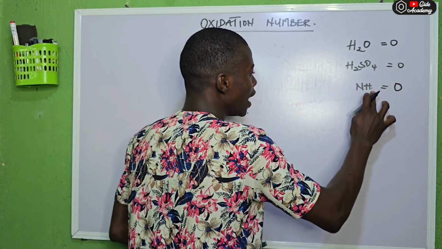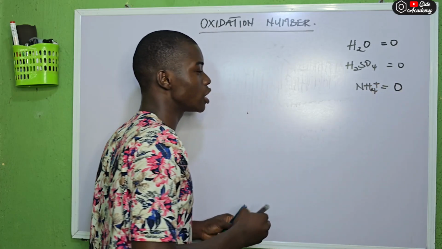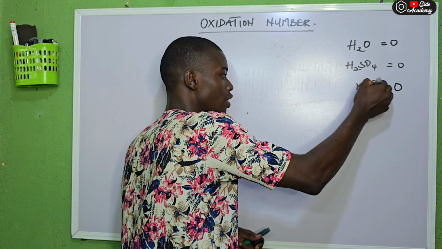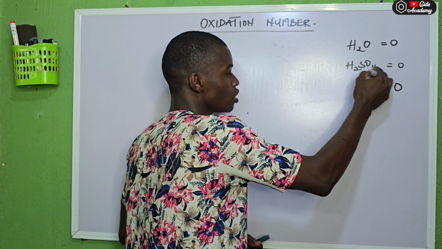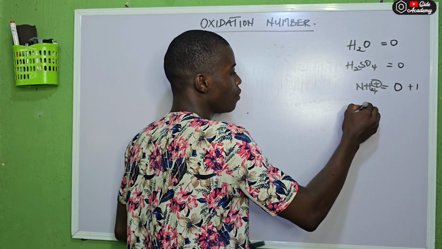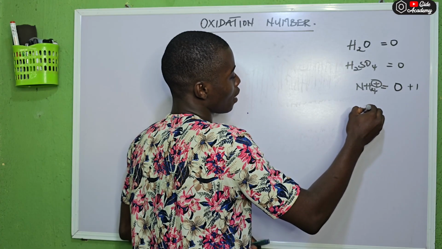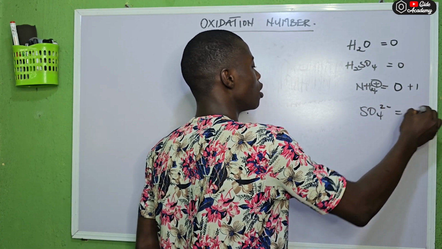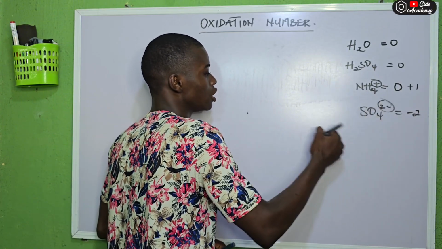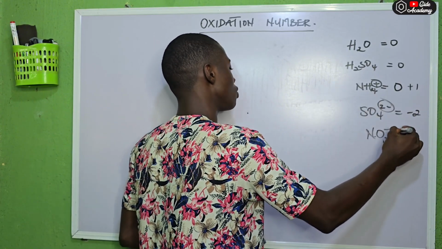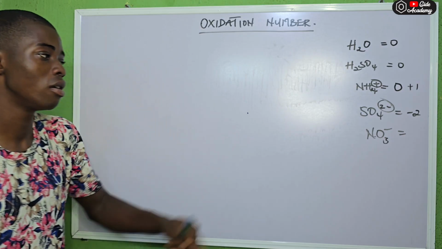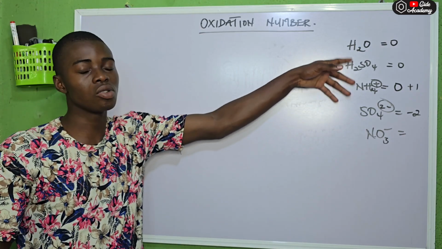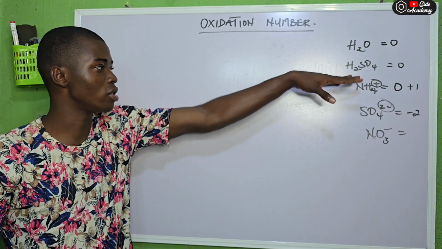But assuming you have NH4+, the oxidation number of a radical will be the charge of the ion. So the oxidation number here will be +1. If you have, let's say, SO4 2-, the oxidation number here will be -2. So just take the charge. What about NO3-? The oxidation number there will be -1. These are some of the rules you should take note of while calculating oxidation number.